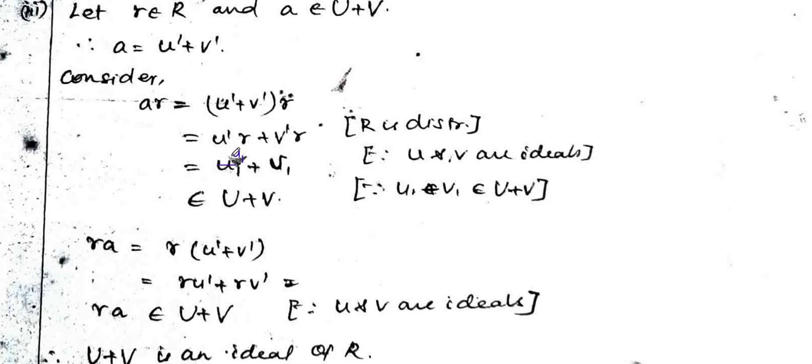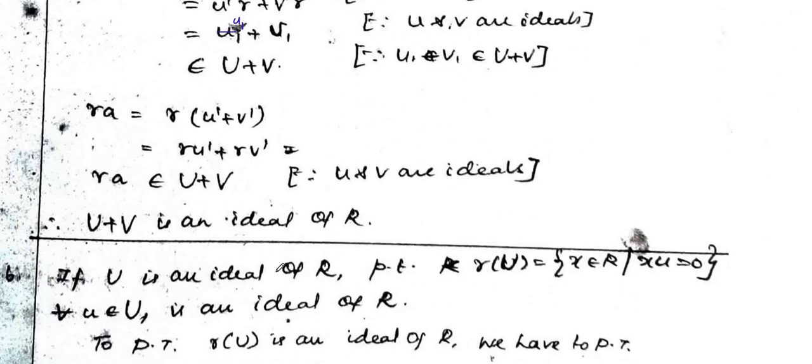Now this U prime R, because capital U is an ideal, we have that to be right ideal. So this must be present in capital U. And again, because capital V is an ideal, this must be present in capital V. So you have AR to be present in U plus V. And in the same way, R into say some this A is U prime plus V prime. So you have this. Again, using distributive law, you have this step. Again, because U is an ideal, this is a member of U. V is an ideal, so this is a member of V. So RA is a member of U plus V. So U plus V is an ideal.